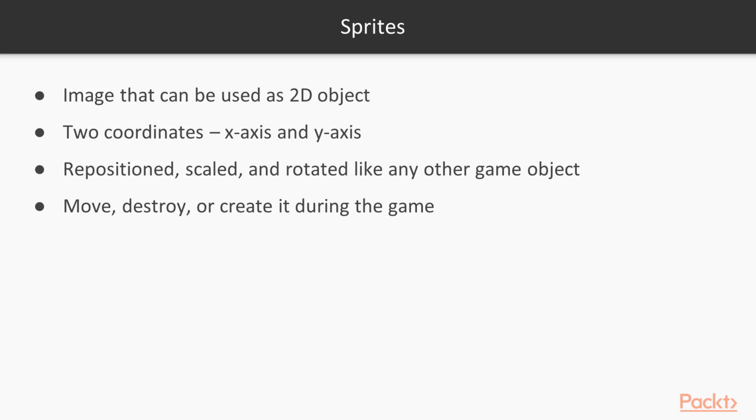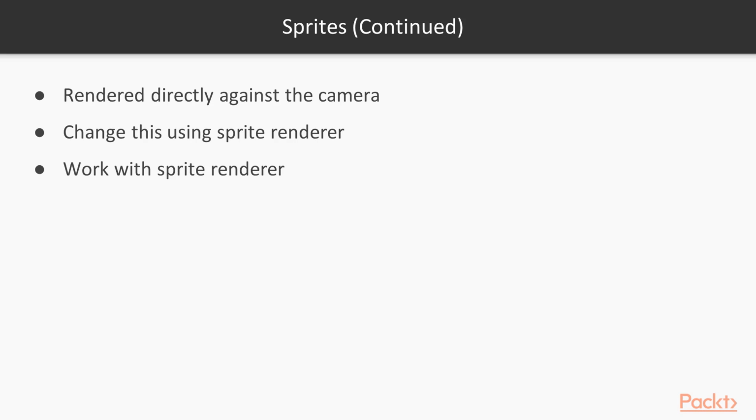Sprites can be repositioned, scaled, and rotated like any other game object in Unity. You can move, destroy, or create it during the game. Sprites, by default, are rendered directly against the camera. However, you can easily change this if you're using the Sprite Renderer in a 3D scene. They work with the Sprite Renderer, unlike a 3D object, which works with the Mesh Renderer.